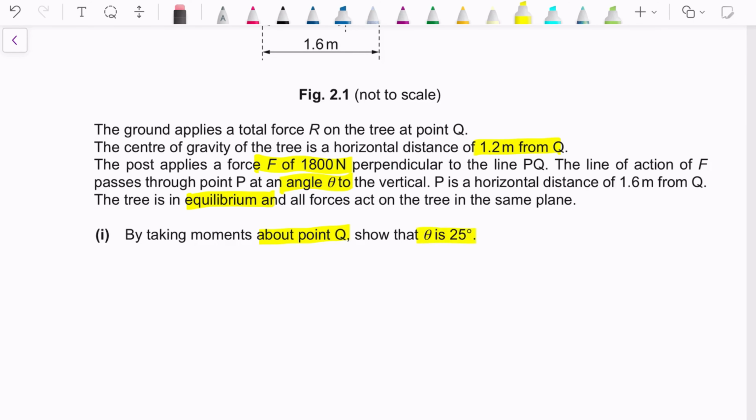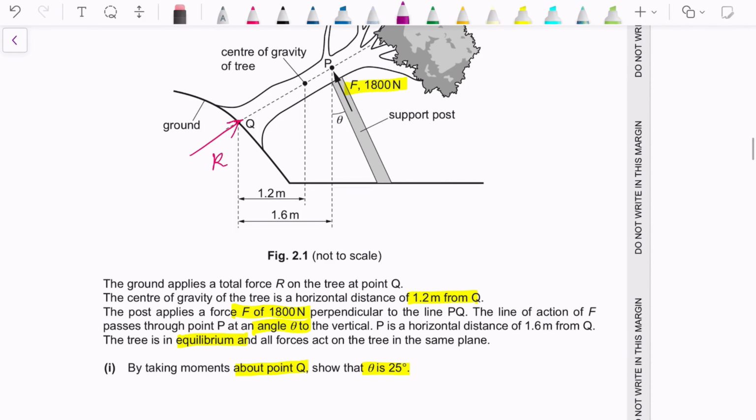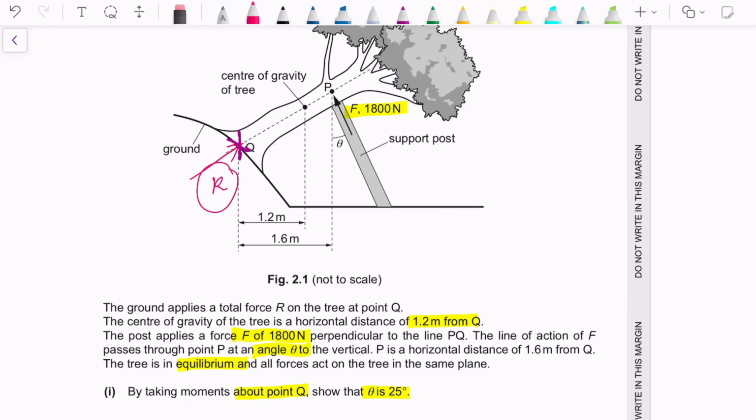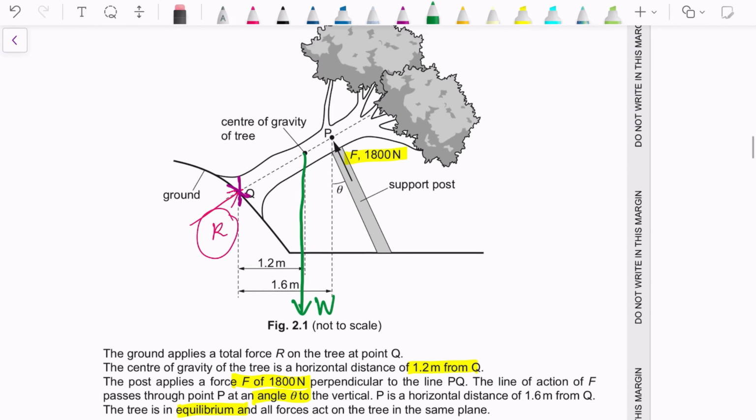So where's point Q? This is point Q. That means what they are trying to say is set point Q as your pivot. So if you set point Q as your pivot, ideally you don't have to include R in your calculation, because the line of action of force of R coincides with your pivot. Now what are other forces we have? We have the weight. Weight is always at the center of gravity, and we have the F, 1800 Newton, which is this.